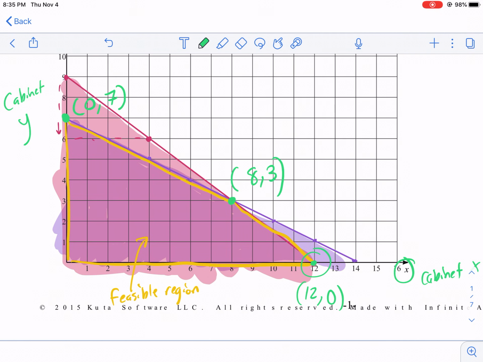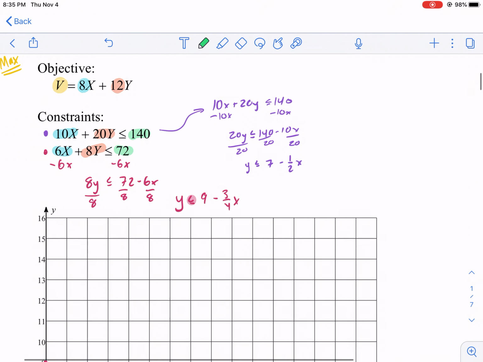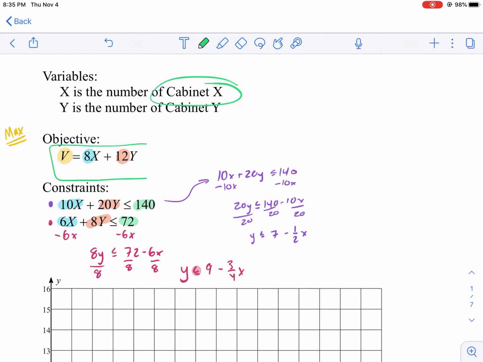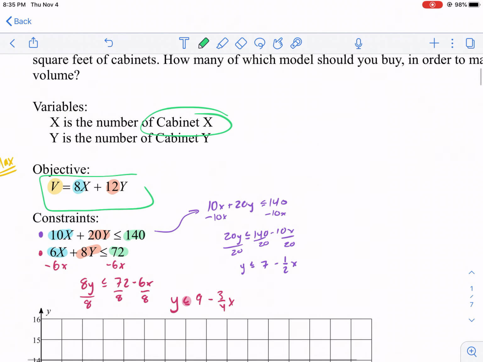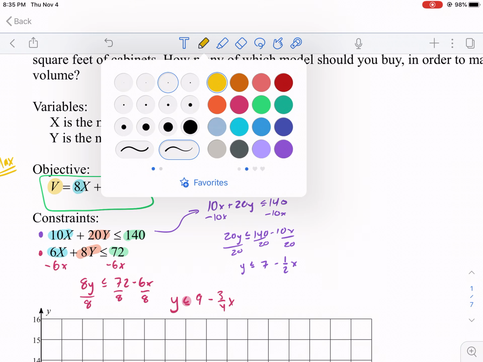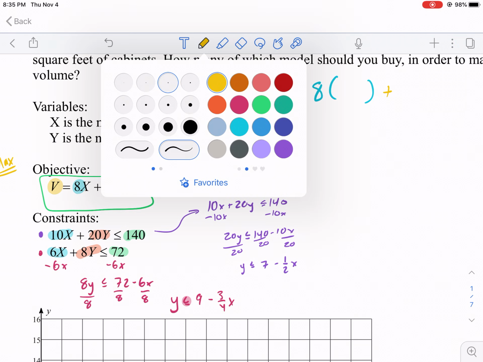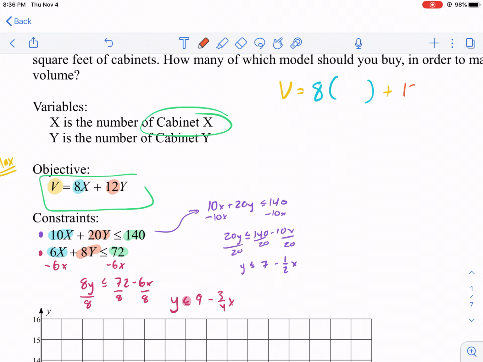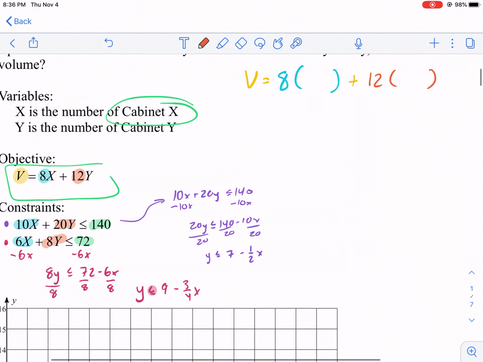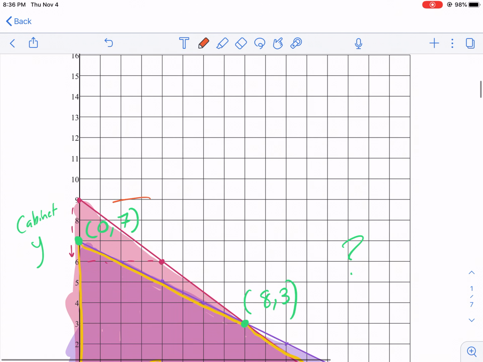So how do we know which one is the best solution? What we need to do is test each one of these in the objective function. So let me show you what that looks like. Here we have V, and I'm probably going to reuse the same one. We need to rewrite everything, 8, but I'm not writing X, I'm going to write parentheses. And then we have, I'm just going to use yellow, plus, and then we have our Y, which I used orange, 12, and then parentheses.